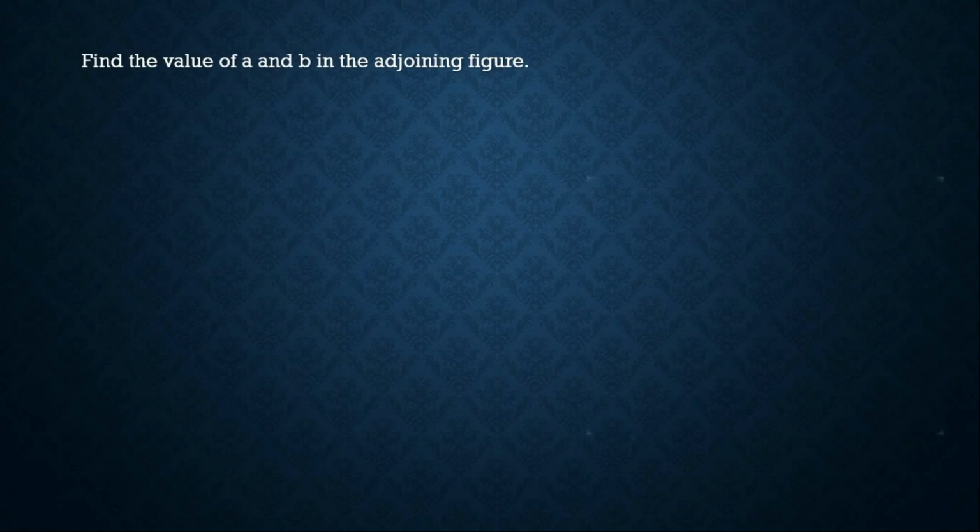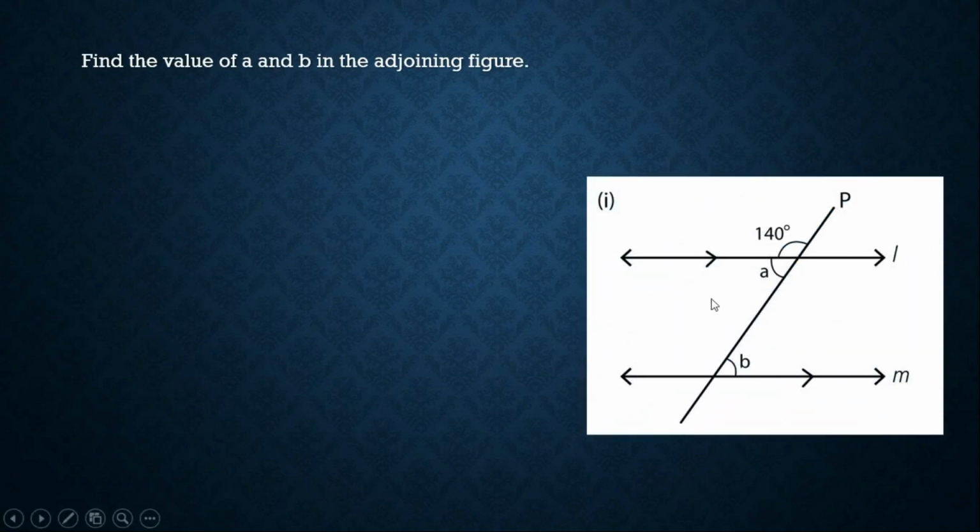Find the value of A and B in the adjoining figure. So here is the figure. Now this is line L and line M, and this line P is a transversal line. Now we have to find the value of A and B. How can we find the value of A and B? First, for these two angles we have to use the linearity property, and then after finding the value of A, the value of A is equal to the value of B. Why? Because alternate interior angles are always equal when two parallel lines are cut by a transversal line.